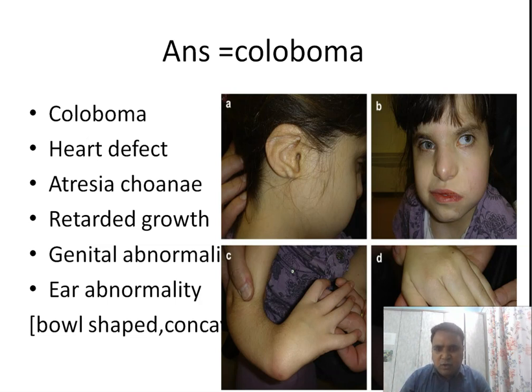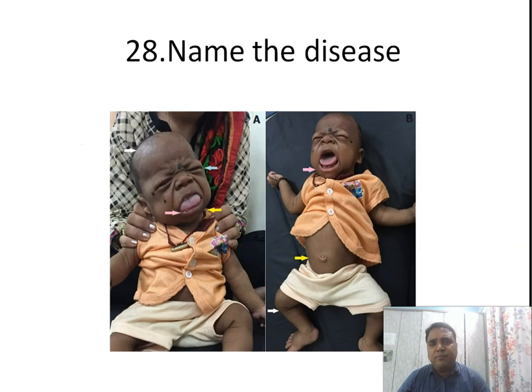R, retardation in growth. G, genital abnormality. And E, ear abnormality, where you can get ball shaped ear or concave ear. So CHARGE syndrome, C stands for coloboma. Then name the disease, looking at the photo.